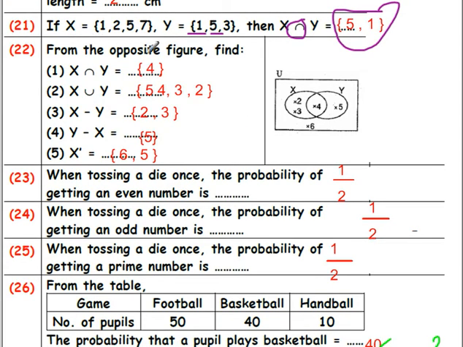Number 22. From the opposite figure, find x intersect y. What is the common element between x and y? This is the intersection part. 4 is the intersection between x and y, the common element between x and y. X union y. Union means all elements in x and y without repetition.